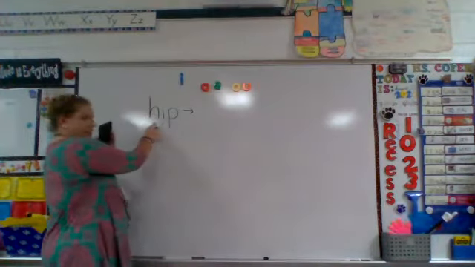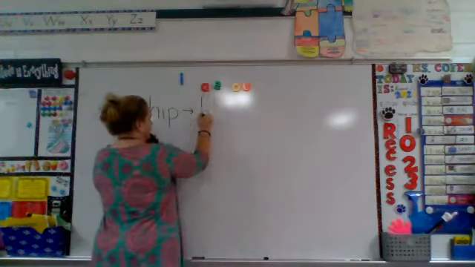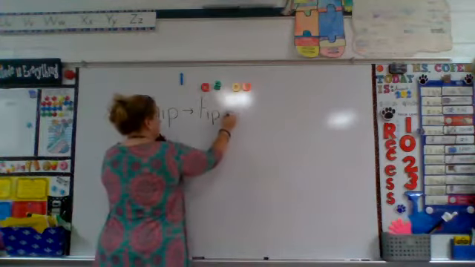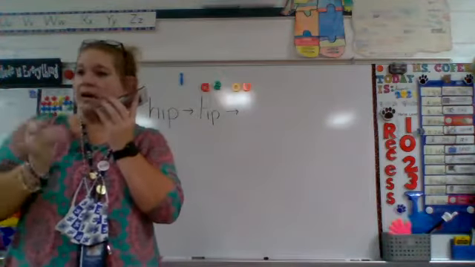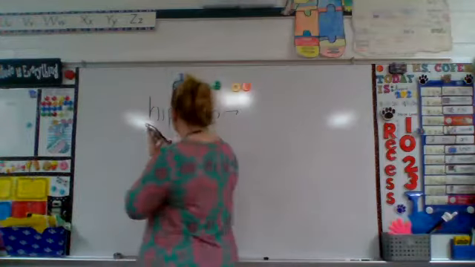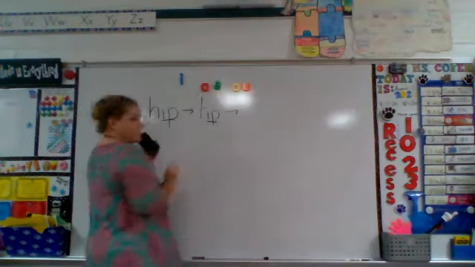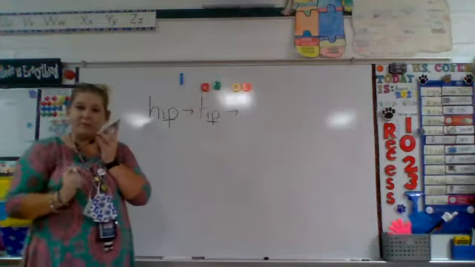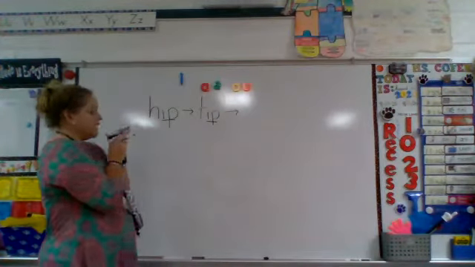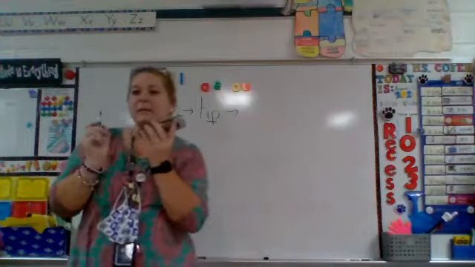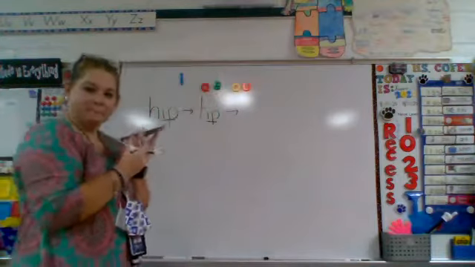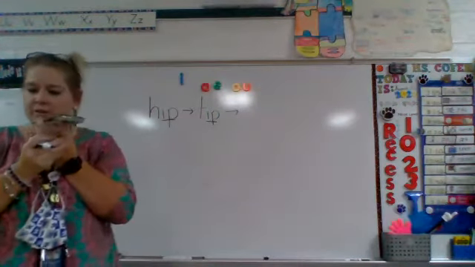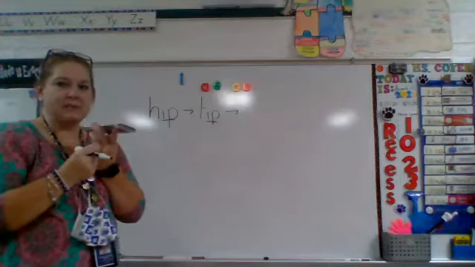All right, so we changed the letter H to a T to make it say tip. The IP part of that word did not change, did it? That's our word family. The IP is our word family. We're going to try it one more time, okay? This time, I want you to make it say sip, like I sip a cup of tea. Sip. So think about what letter you are going to change to make it say sip.